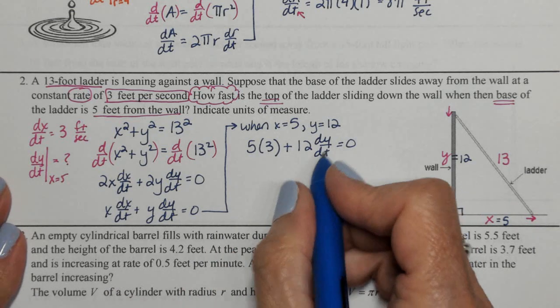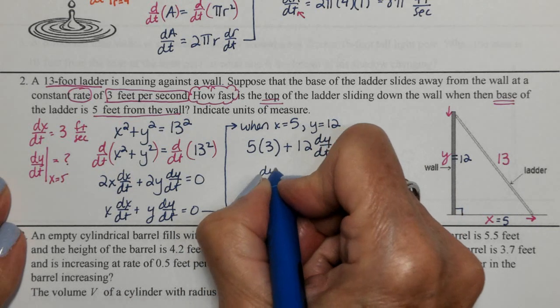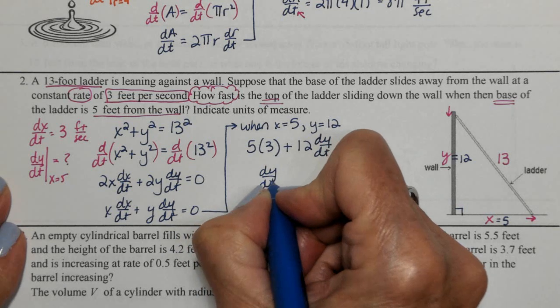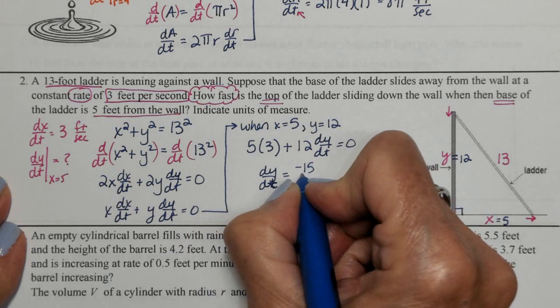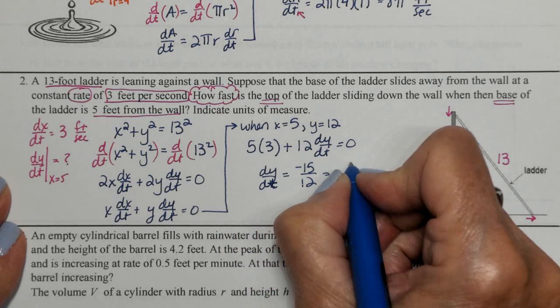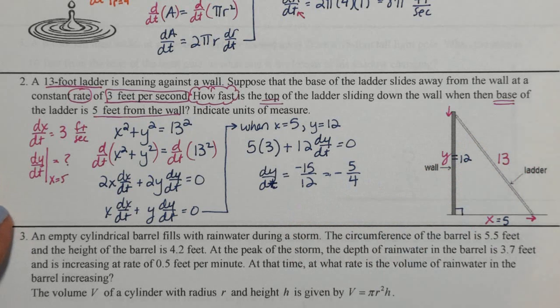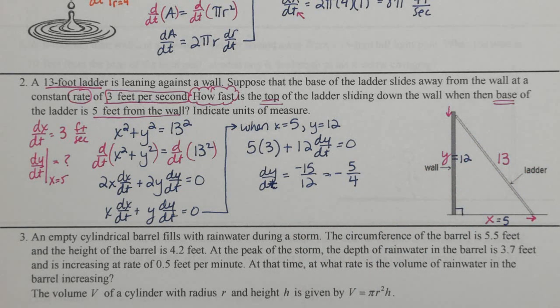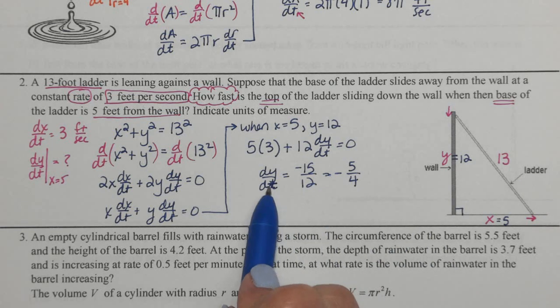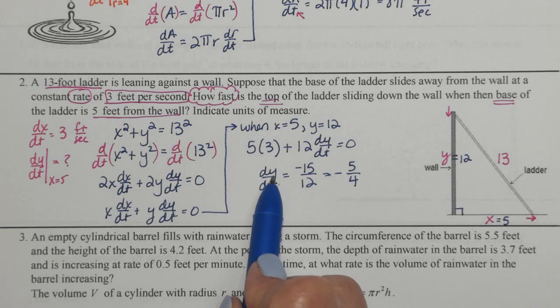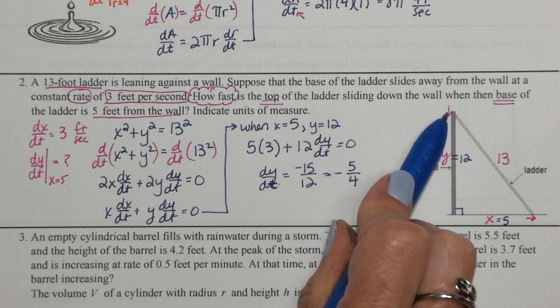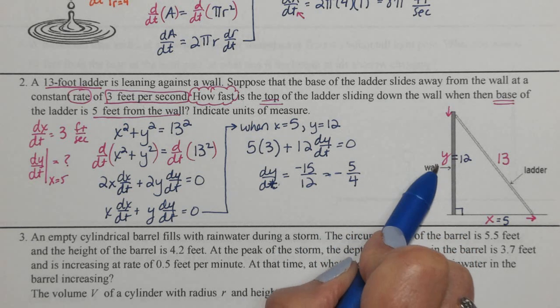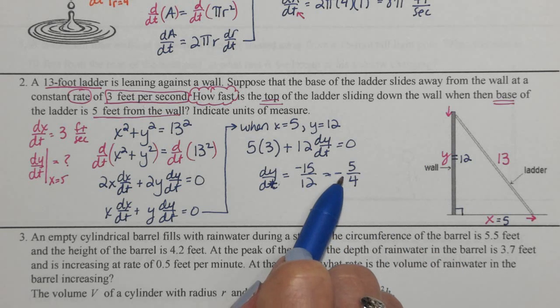So we're going to subtract 15 to the other side and divide by 12. Oops, almost put an x there. Negative 15 divided by 12, which is negative 5 over 4. Does it make sense that that is a negative number? A negative number for this rate tells me that y is getting smaller. Is y getting smaller? Yes, as the ladder falls down, y is getting smaller. So it's a good thing we got a negative rate, otherwise I know our answer would have been wrong.